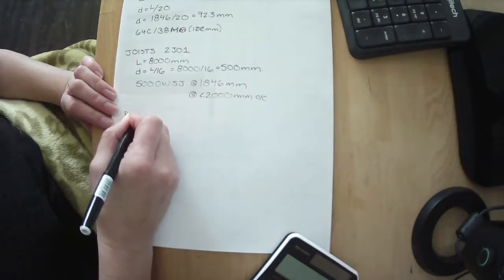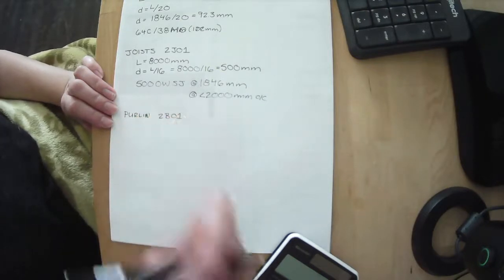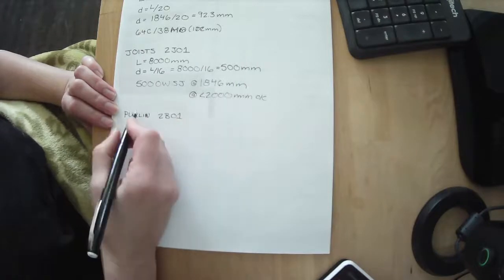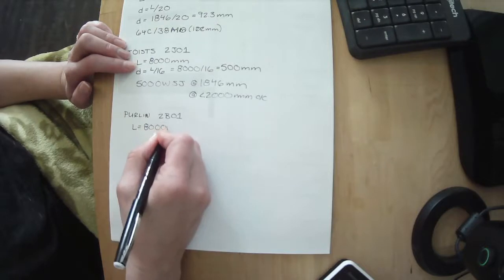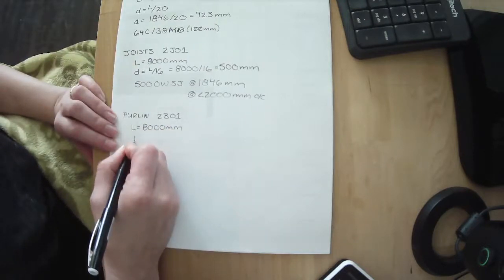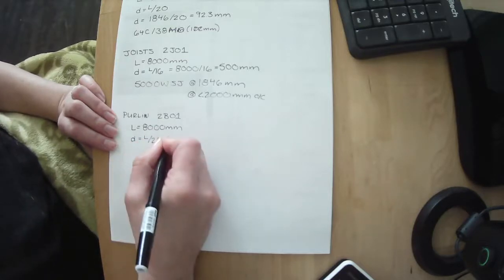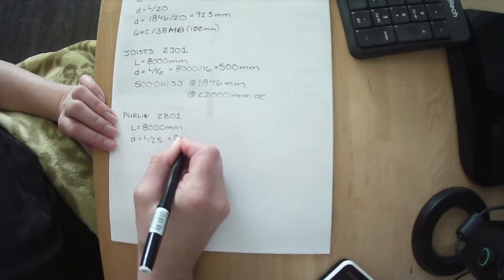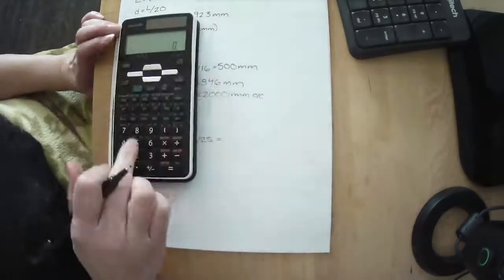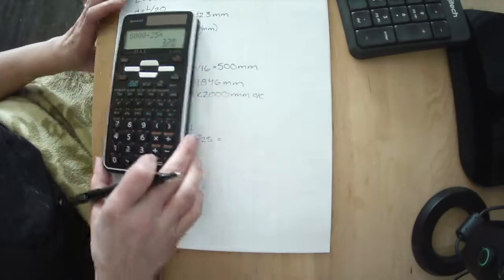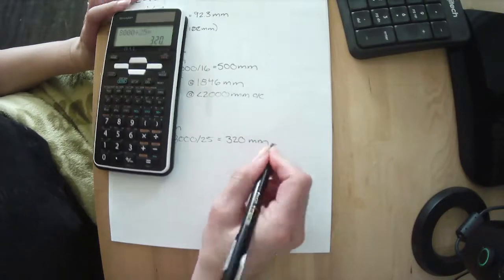So, purlin 2B01. Okay, it's spanning the exact same length. And the sizing guideline for purlins is L divided by 25, or 8,000 divided by 25. 8,000 divided by 25 is 320 millimeters.